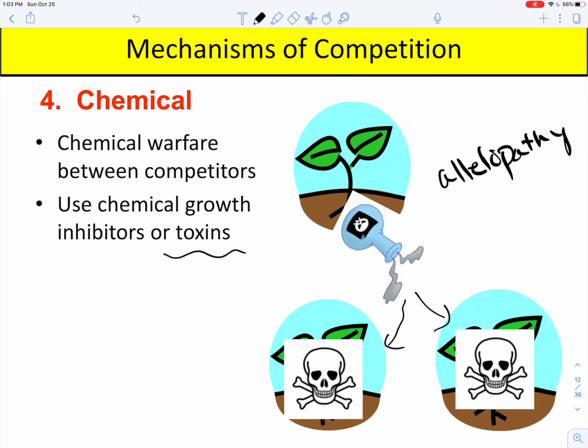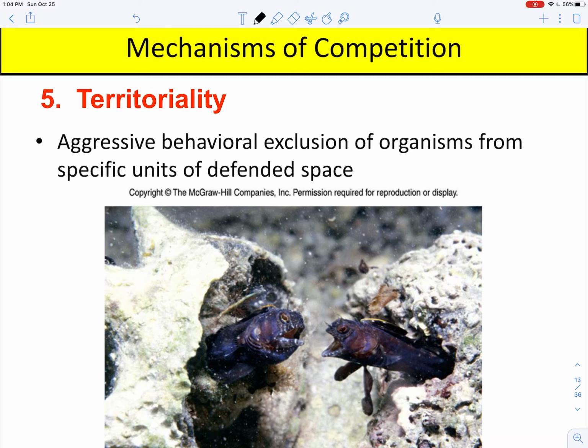And then lastly, we have territoriality. So this is an aggressive or agonistic behavioral exclusion of organisms from specific units of defended space. So back to these three-spot damselfish, where they're defending their territories within coral reefs. So all of these mechanisms can happen between species that are the same species or among different species.